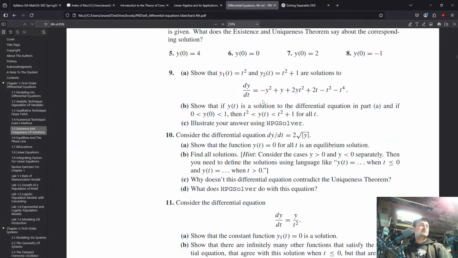Honestly, do we want to do all this verification? I trust that it's a solution. How important is it that we actually verify that that's a solution?